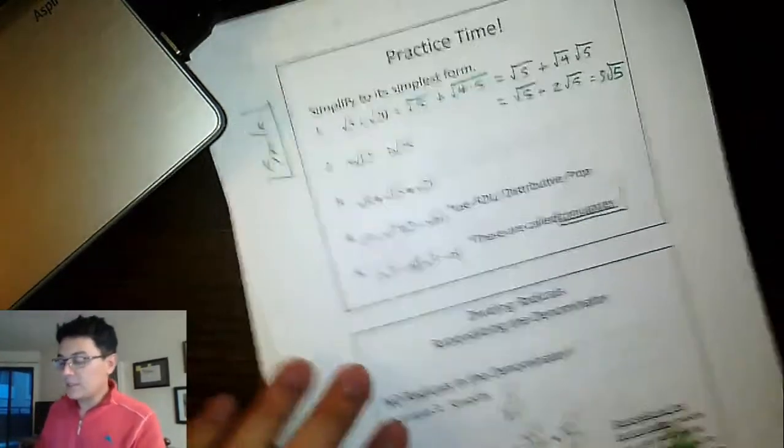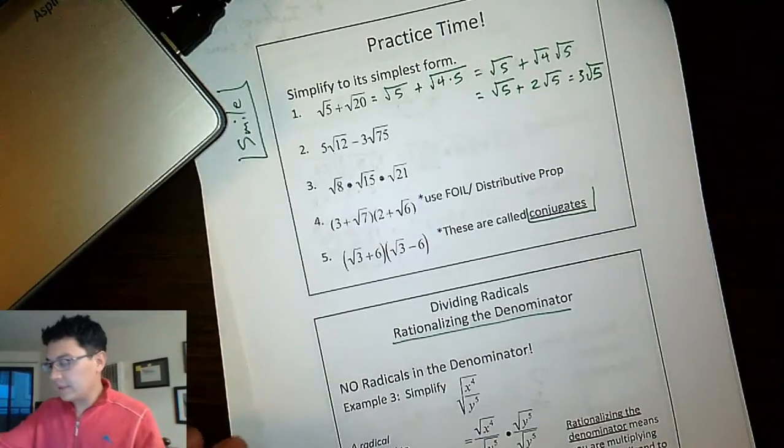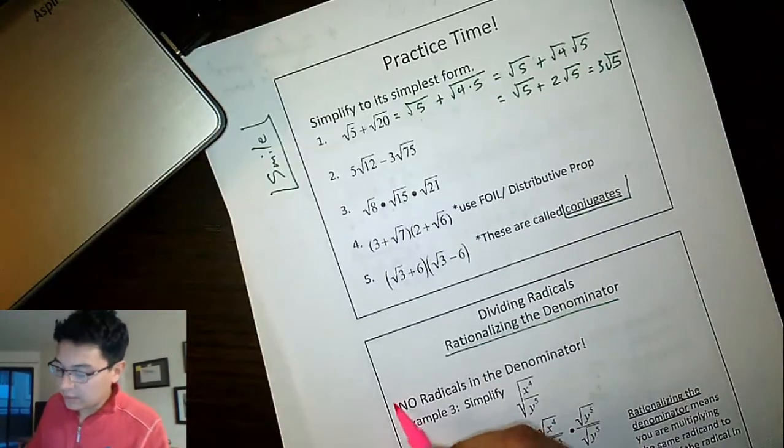Okay, that brings us to the last part of this lesson, and that is how to rationalize the denominator. The general rule for this is that there are no radicals allowed in the denominator.